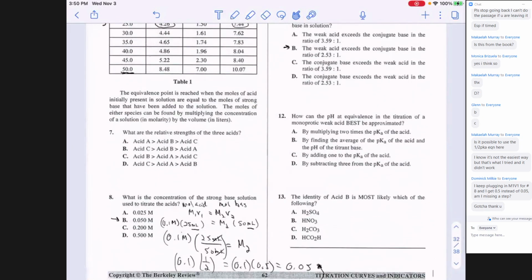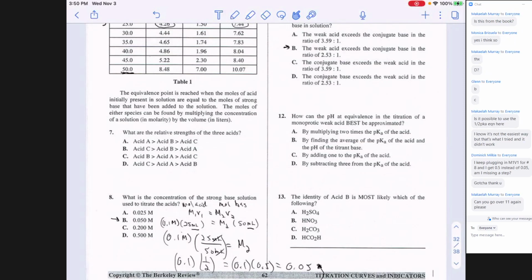Number 12. How can you find the pH at equivalence in the titration of a monoprotic weak acid best be approximated? By finding the average, by multiplying 2 times the pKa of the acid? No. By finding the average of the pKa of the acid and the pH of the titrant base.